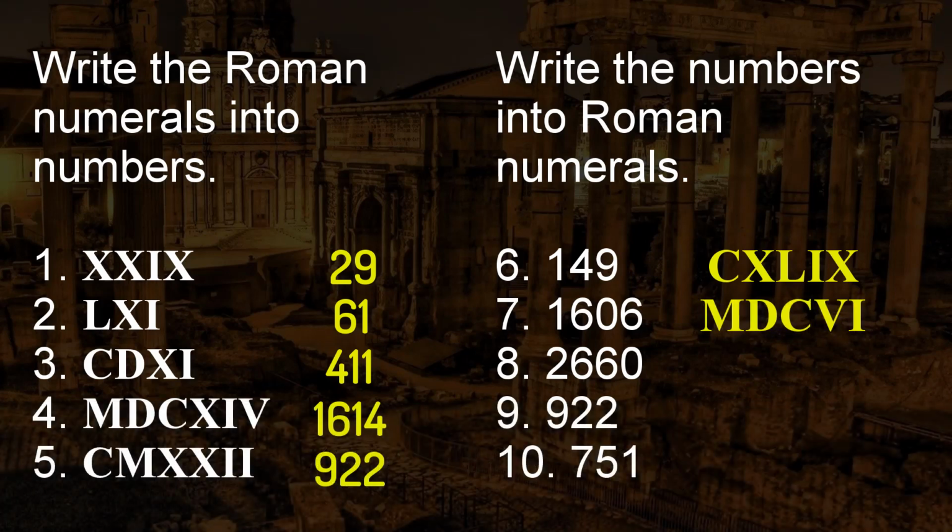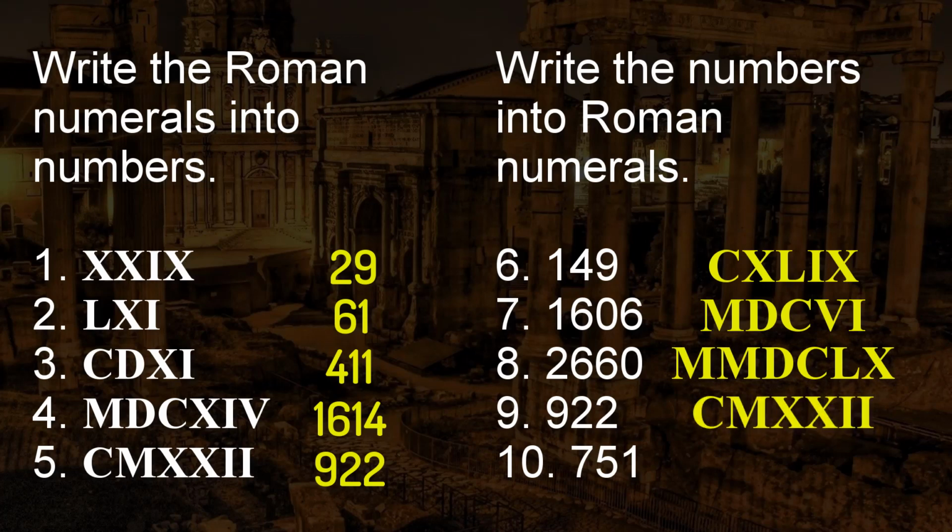1606 is MDCVI, 2660 is MMDCLX. 922 is CMXXII. And finally, 751 is DCCLI.